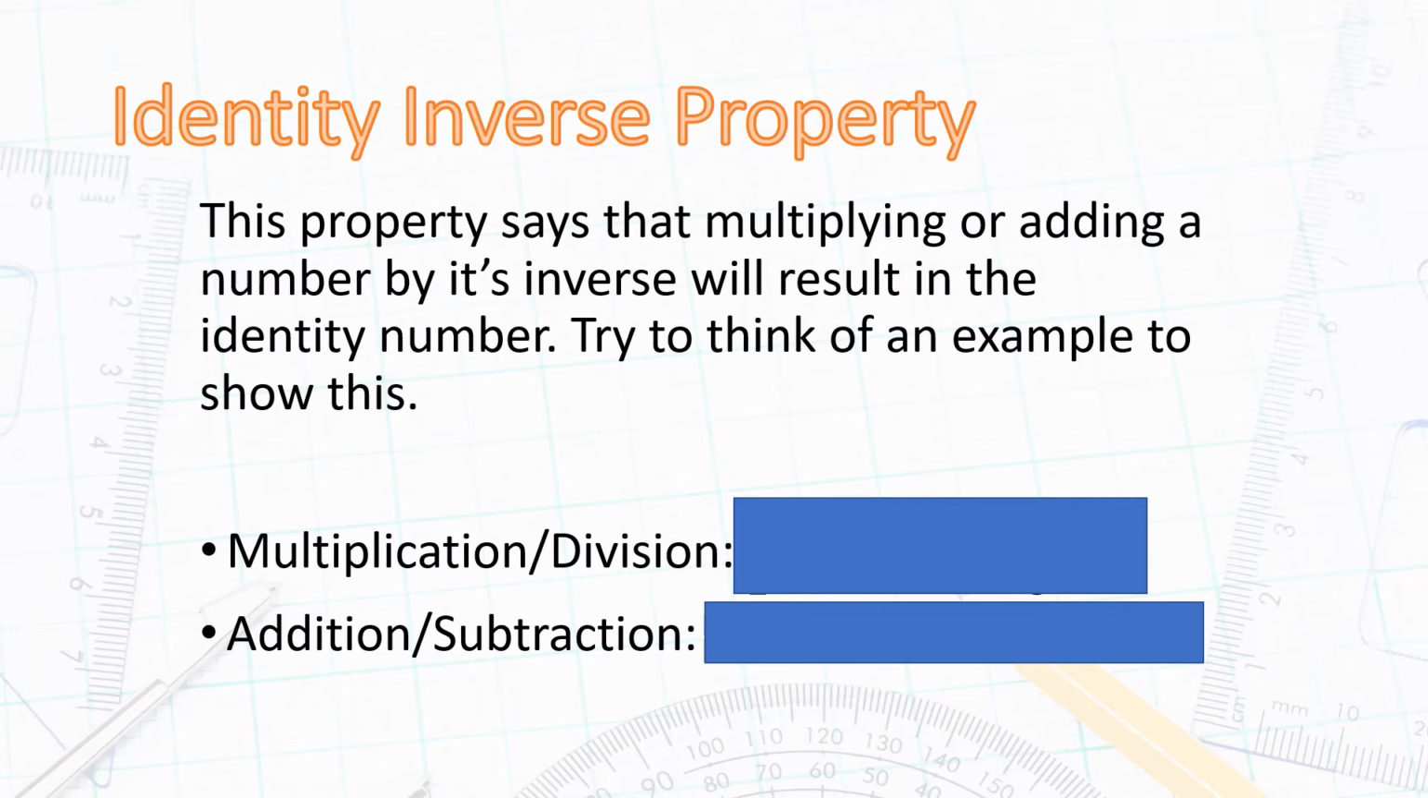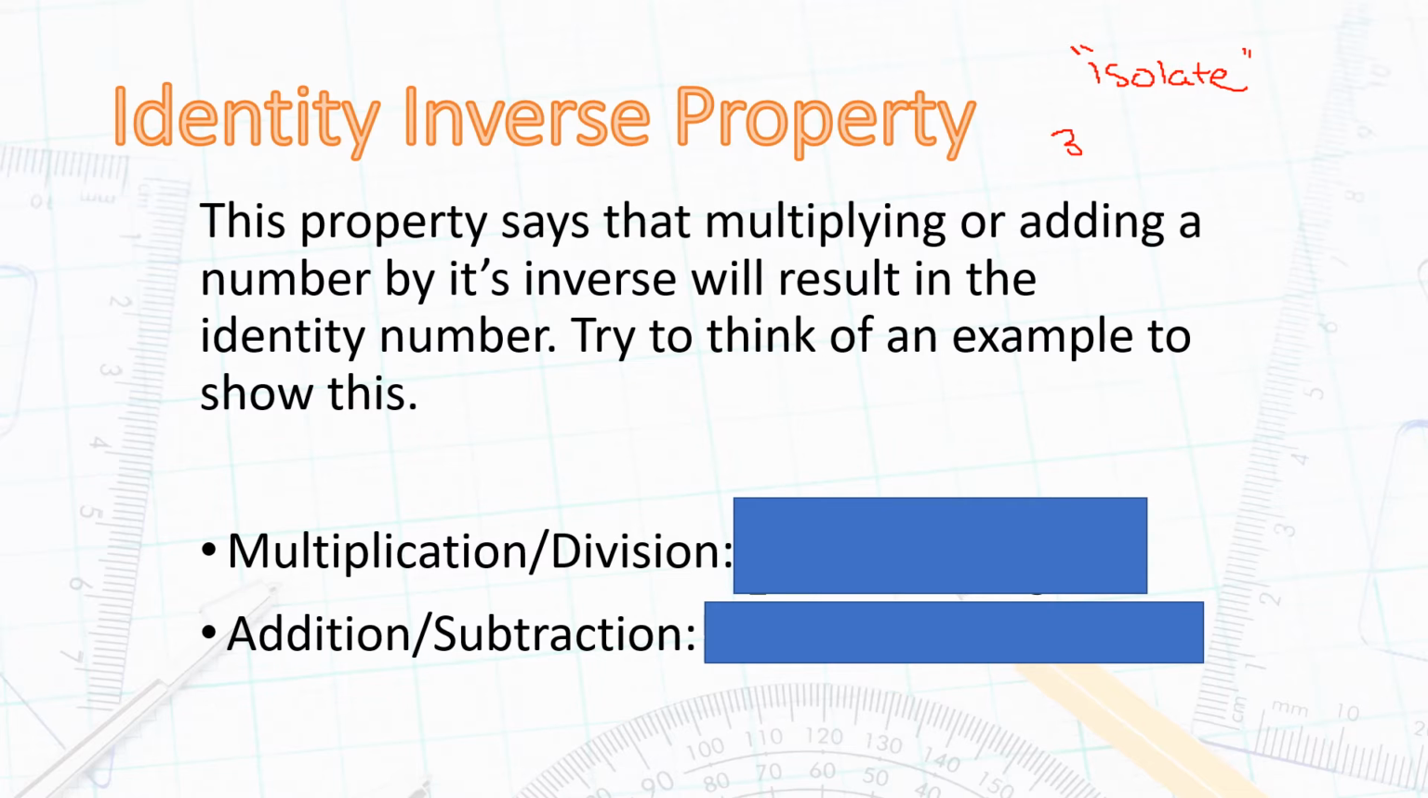Now, why do we care about what an identity number is? When we are using the properties of equality, we are going to try and produce identity numbers as we try and isolate a variable. So the word isolate means to put on its own. If you think of someone who's in isolation, they are on their own, they're not in contact with anyone else. We are isolating a variable.